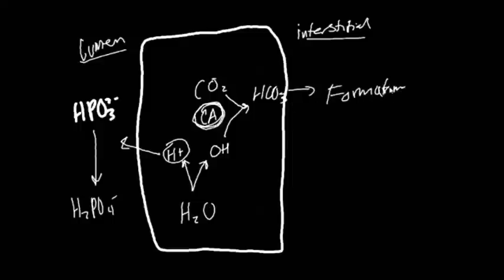Formation. Not spelling, because my spelling is horrible. That is formation. So we just formed some bicarbonate by losing a phosphate in the process. Also, we've got another cell.